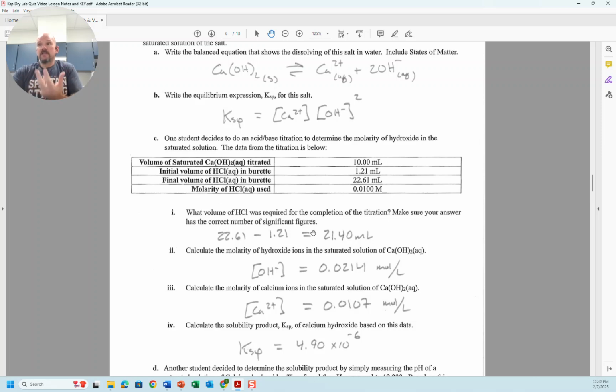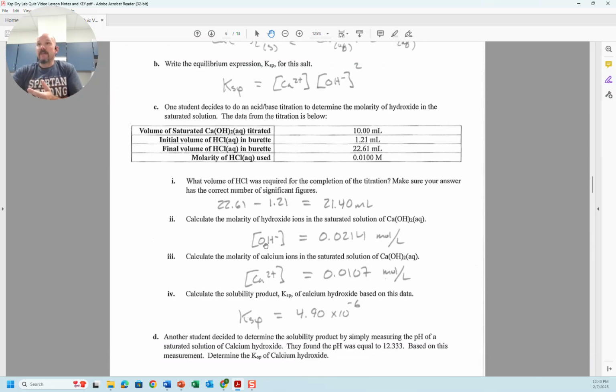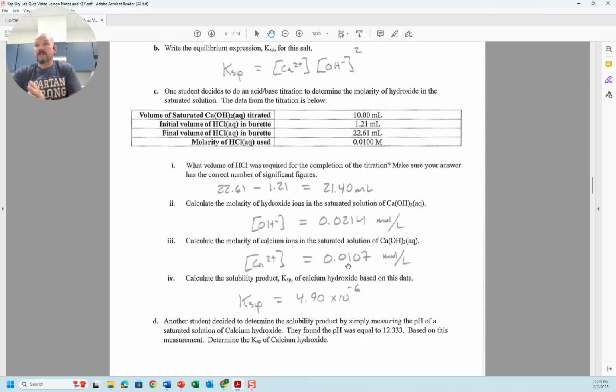Then, taking the lab data, we figure out the volume of HCl by subtraction. If I did MAVA equals MBVB but didn't double the base side, that would give me the hydroxide concentration. The volume of the base would be 10 milliliters, the volume of the acid 21.4, and the molarity of the acid is 0.01. You would have to cut the hydroxide concentration in half to get the calcium concentration, and then plug these two numbers into the KSP expression to solve for the KSP.